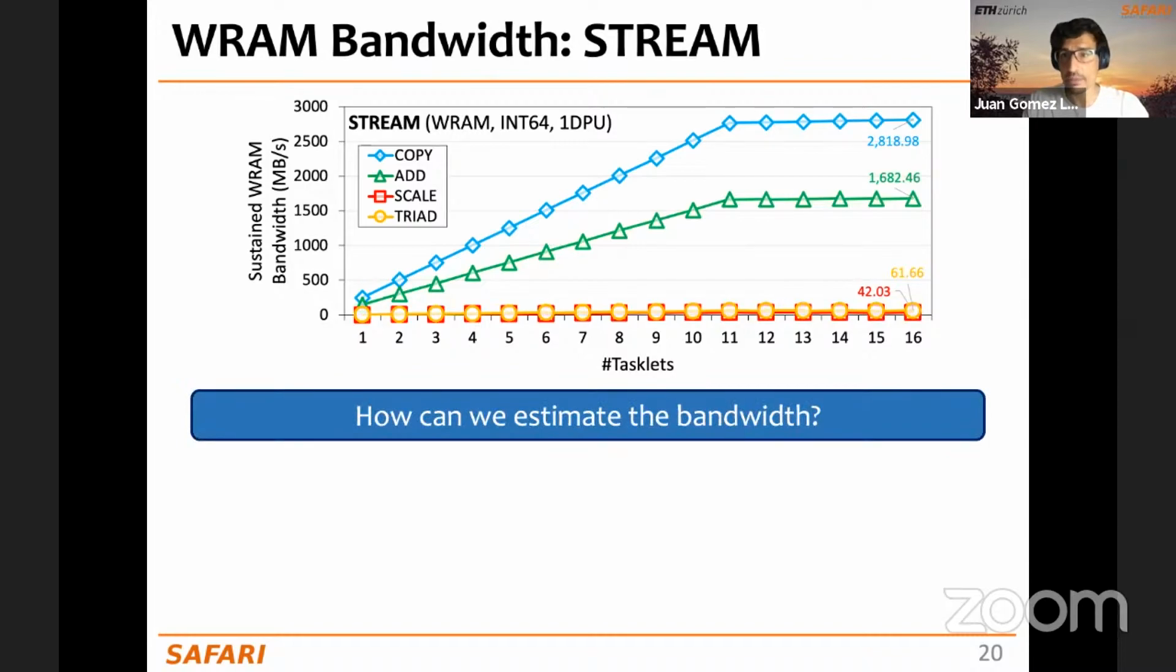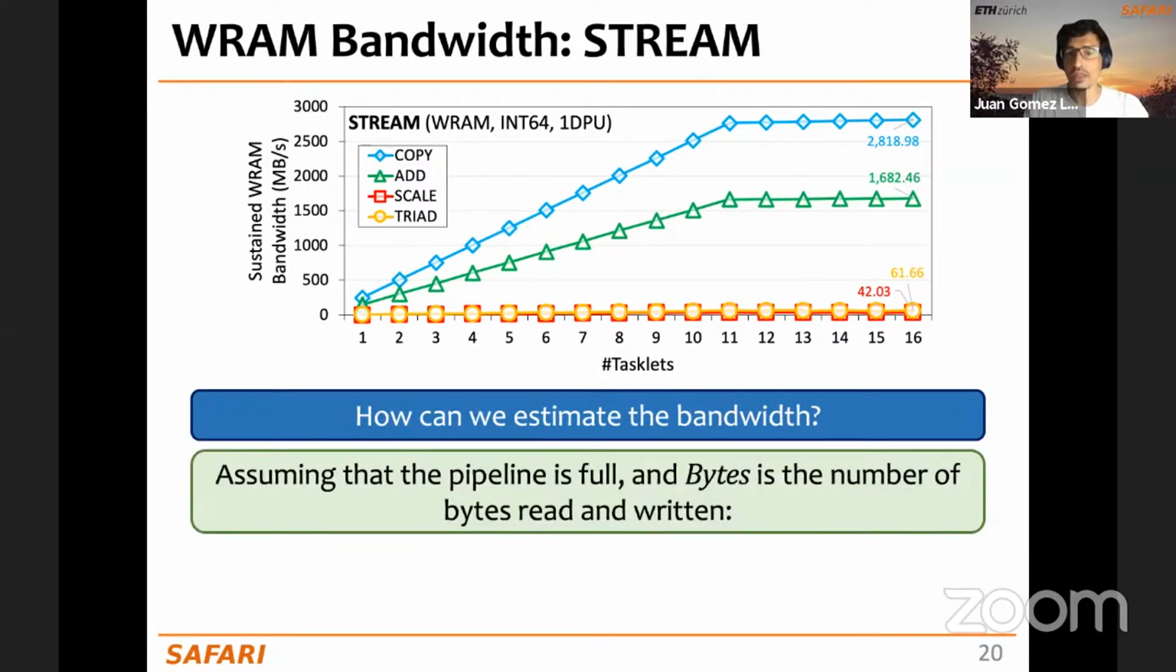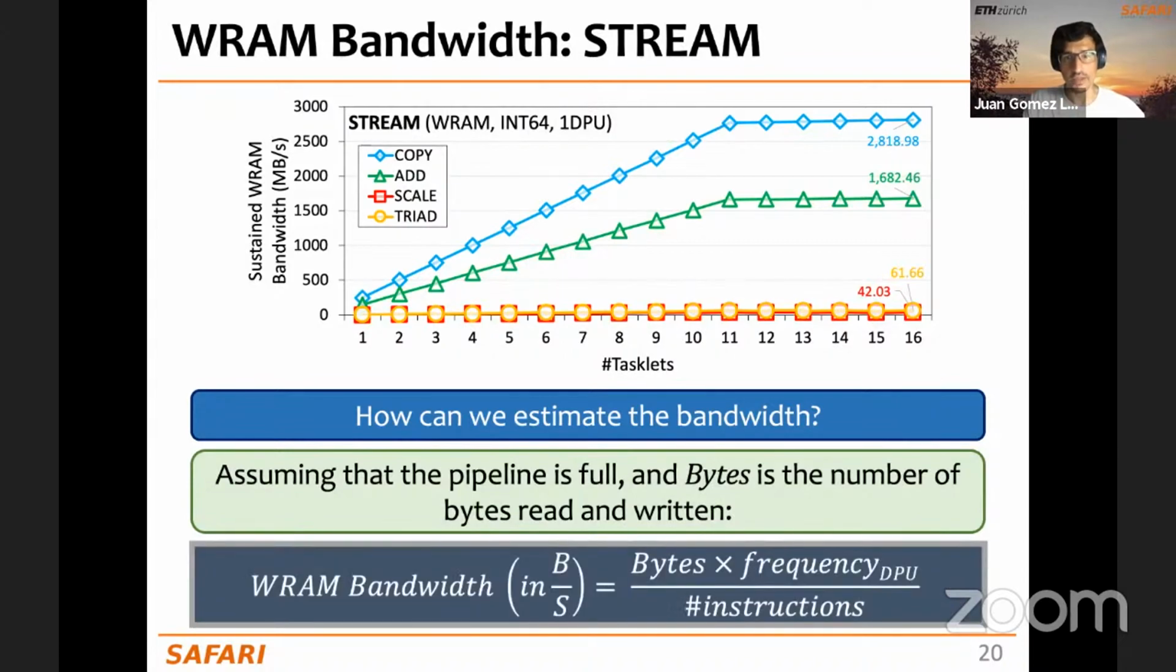So how can we estimate the bandwidth? Assuming that the pipeline is full, bytes is the number of bytes read and written, the number of bytes that we have seen in the previous slide, right? So we can estimate the bandwidth by using this expression. The WRAM bandwidth in bytes per second is the number of bytes multiplied by the frequency of the DPU divided by the total number of instructions that we need in each of the iterations of the for loops.